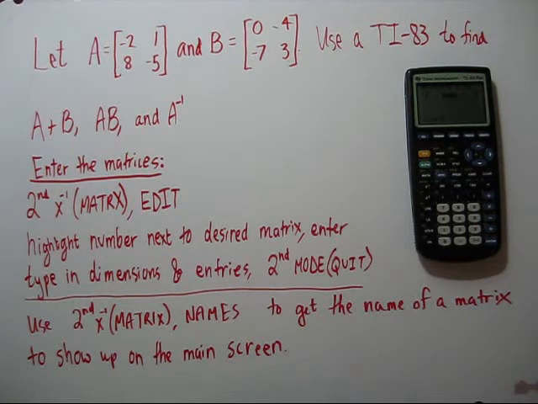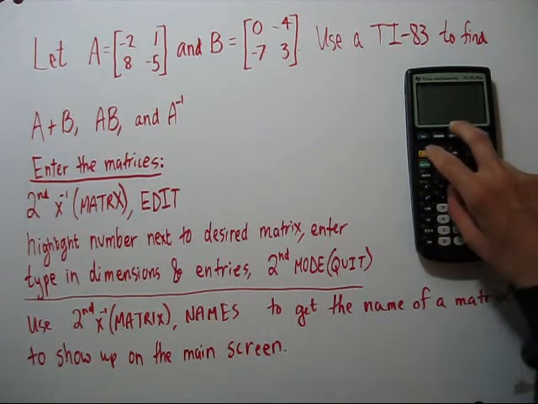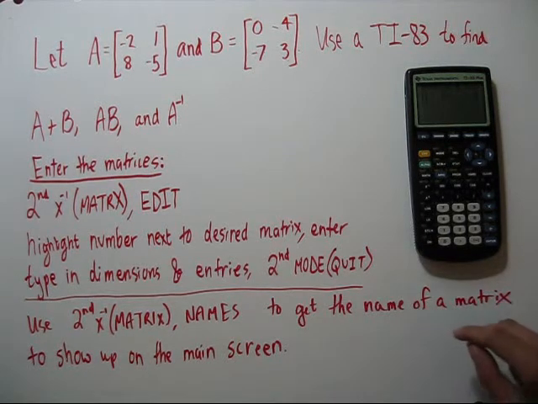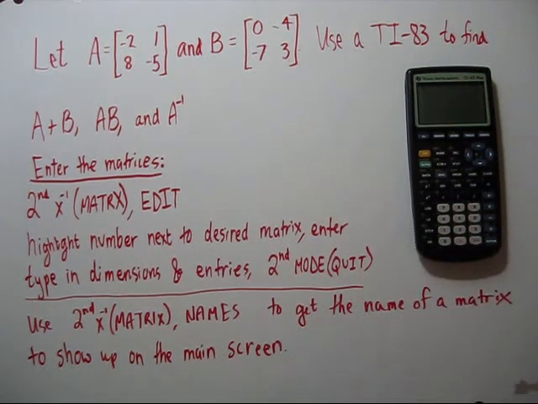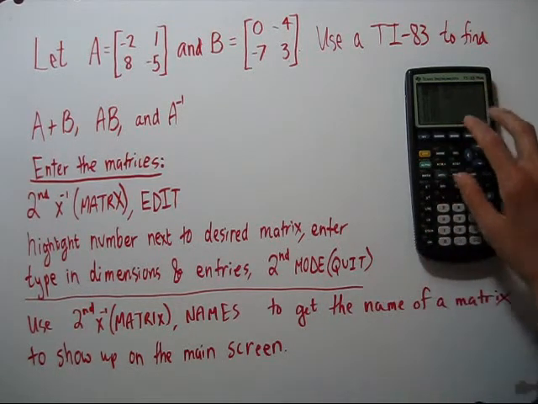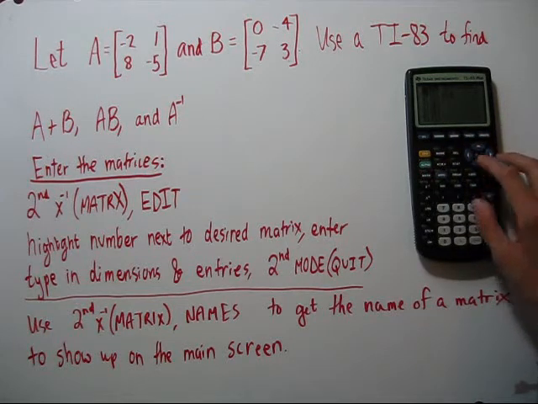When you're done with A, double check that you entered them right, and then go second mode to quit out of there, and go back to matrix, and right arrow to edit again. This time arrow down to B, and hit enter, and then go ahead and enter B. So then quit out of that. Now to get a matrix to show up on the screen, just the name like A or B, you go second x inverse, and name should be highlighted, and then just arrow down till the matrix you want is highlighted.